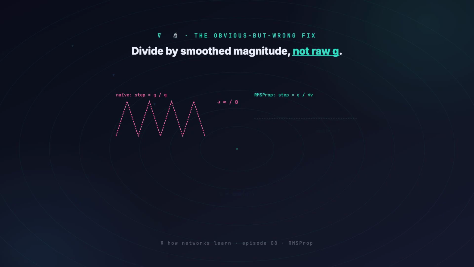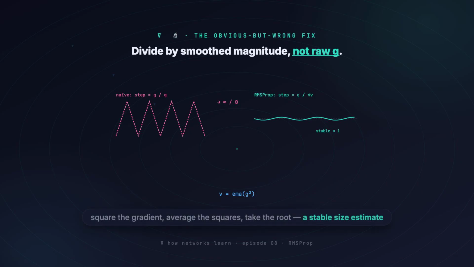specifically the root mean square of recent gradients. You square the gradient, sign disappears, magnitude survives. You average those squares over time with an exponential decay, and you take the square root. A running RMS: loud history, big denominator, small step; quiet history, small denominator, big step.